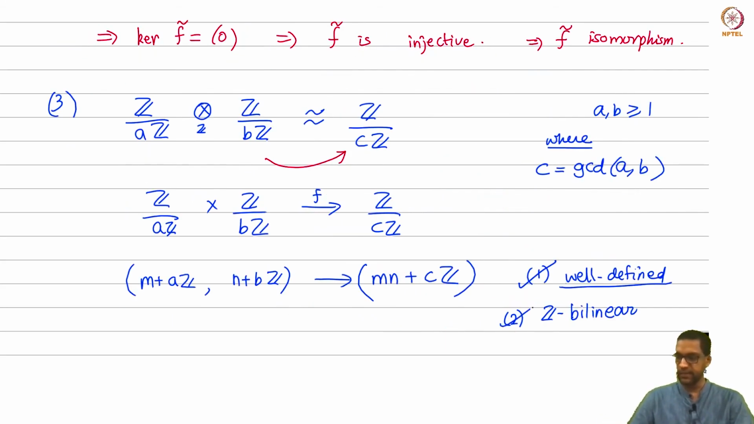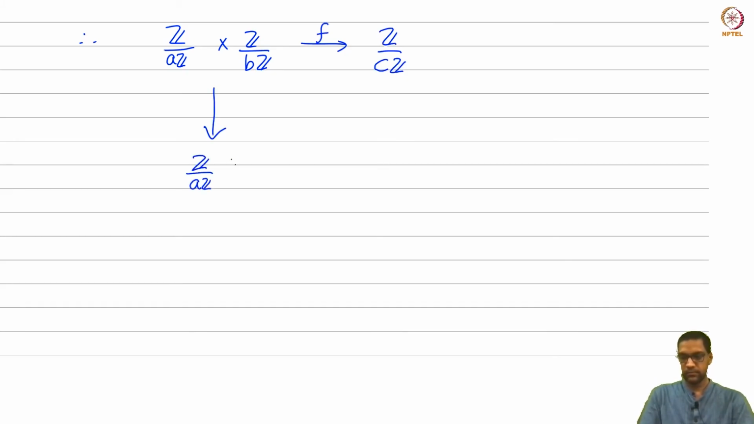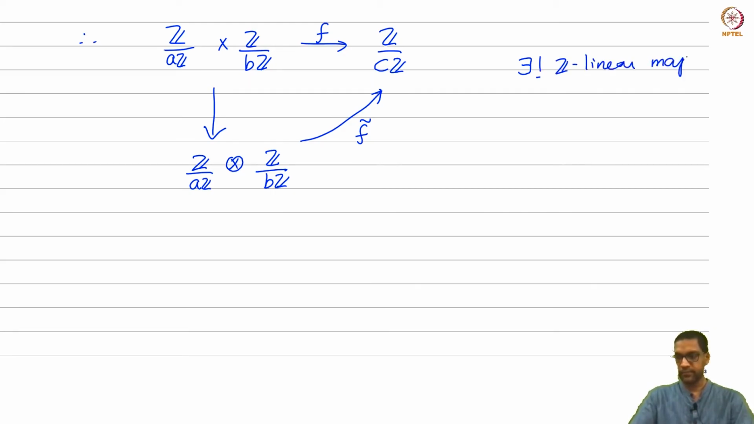So I've defined a well-defined Z bilinear map from Z mod AZ cross Z mod BZ to Z mod CZ, and therefore by the universal property of the tensor product, I obtain a map. So I have this map F. So there exists a unique map which is a homomorphism of Z modules. So there is a unique Z linear map F tilde such that the diagram commutes, meaning F tilde evaluated on what?